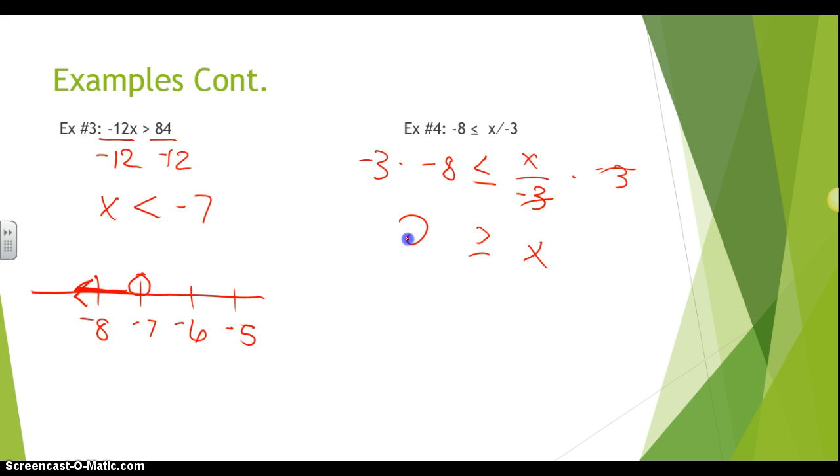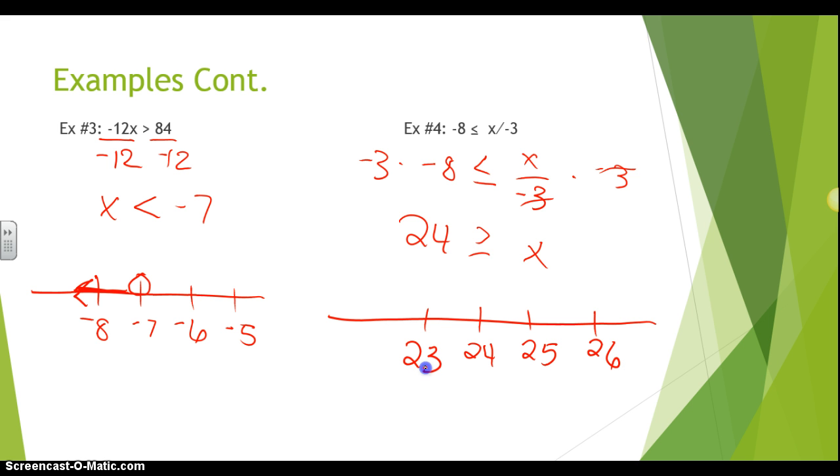-3 times -8 is 24. Draw a number line. So 24 is greater than or equal to x. I will have a shaded in circle at 24. Another way to look at this is x is less than or equal to 24, so I'm going to shade to the left. And these are our notes for lesson 3.3.